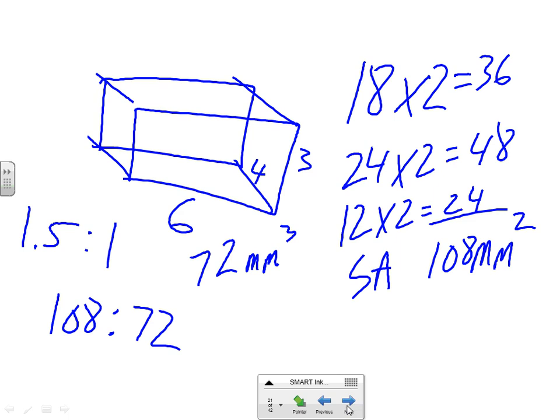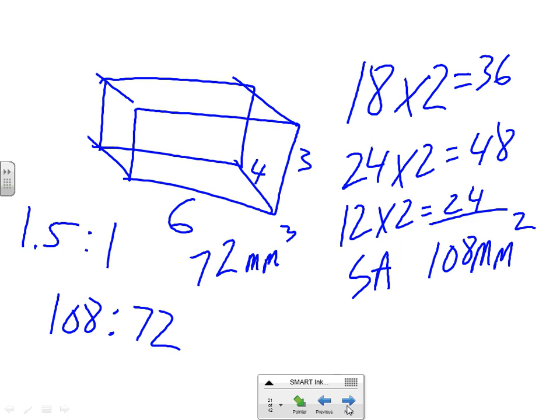Is that a good surface area to volume ratio for a cell? You want that ratio to be very, very big, right? That's probably not good. Which means this cell is probably not very good at what? Diffusion and osmosis and those kinds of things.